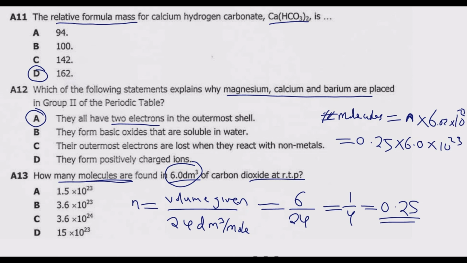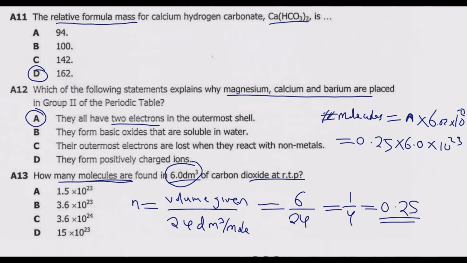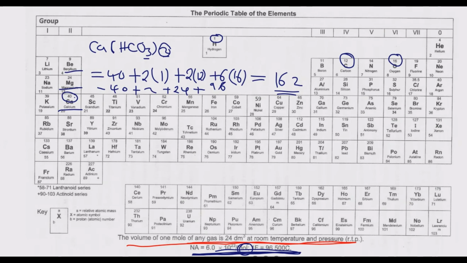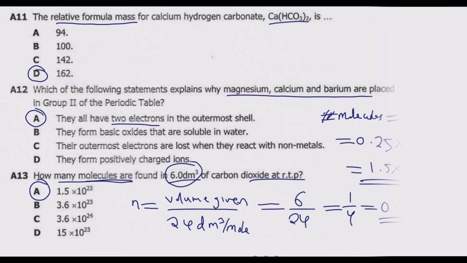So once you multiply that, you discover that you are going to end up with, basically, this is almost 6 divided by 4, which is basically 1.5 multiplied by 10 to the power 23. So 10 to the power 23, that will basically be the answer. If you check on the options, you discover that option A is the best answer.